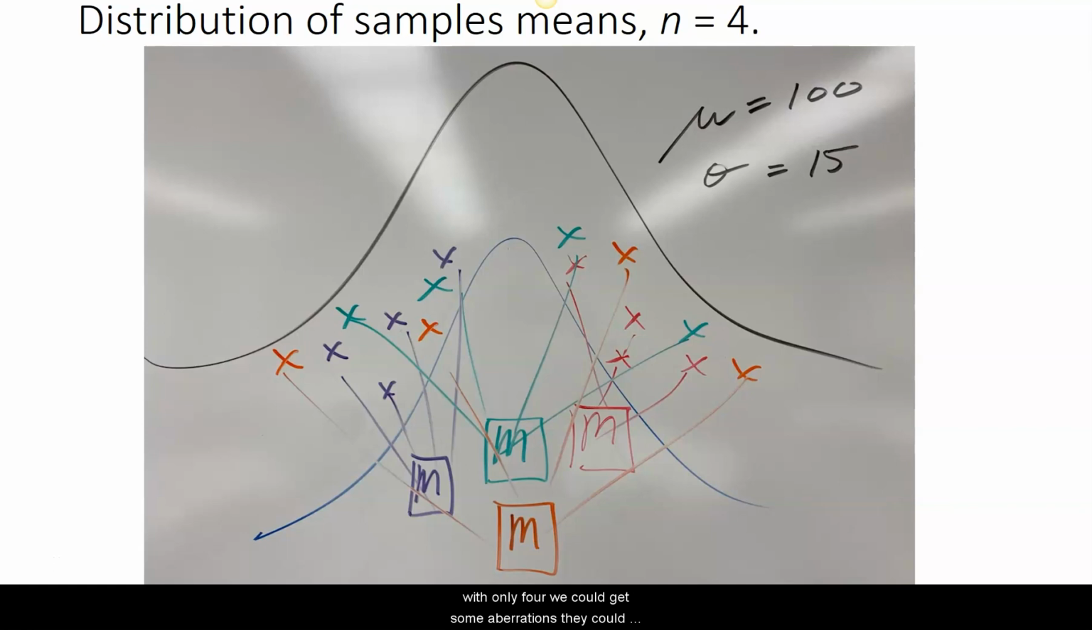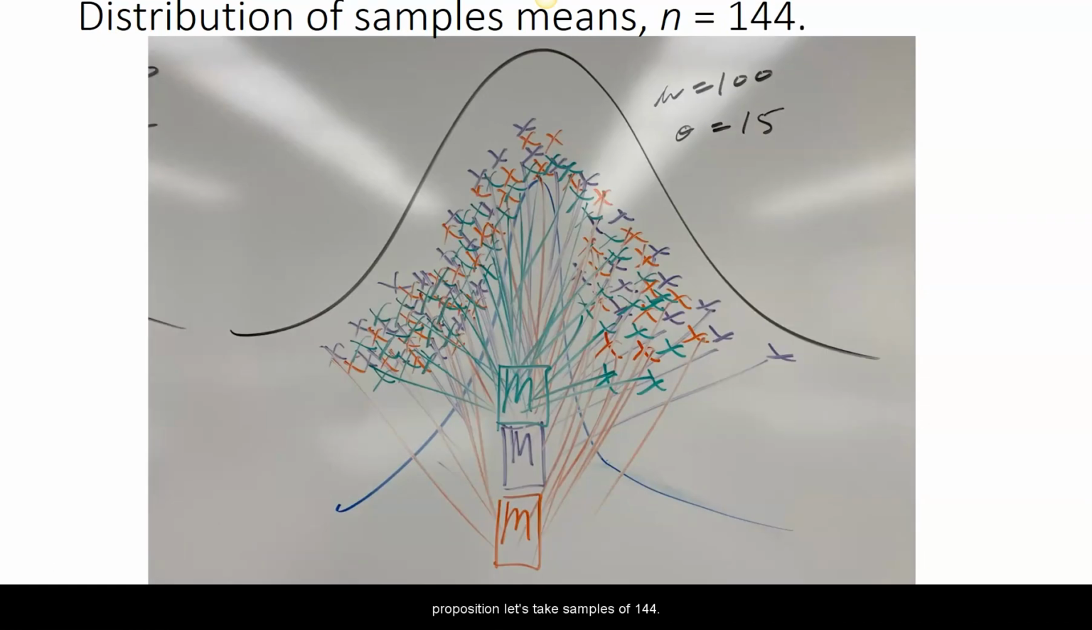They could be aberrant. So, as we might suspect, the sway or the spread of the distribution of sample means is going to be somewhat broad with samples of only 4. You know, they can be fairly spread out. I could get some high means and some low means. But if you would, can I entertain a different proposition? Let's take samples of 144.